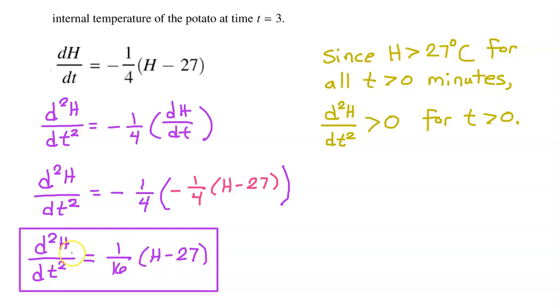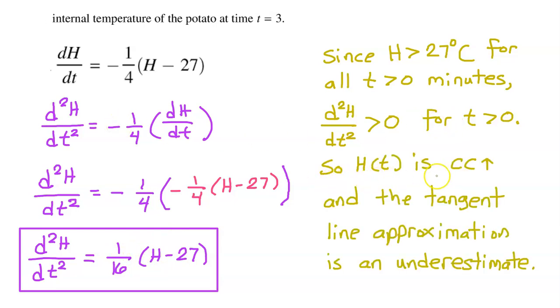If that's the case, then this expression for the second derivative will always be positive. h is always greater than 27. This is going to be a positive number. And if this is positive, then h of t is always concave up, and the tangent line approximation is an underestimate.